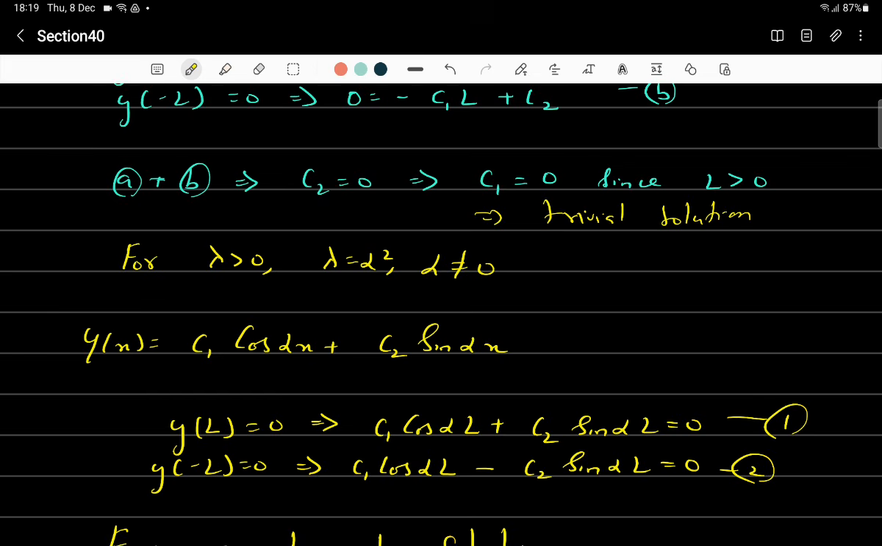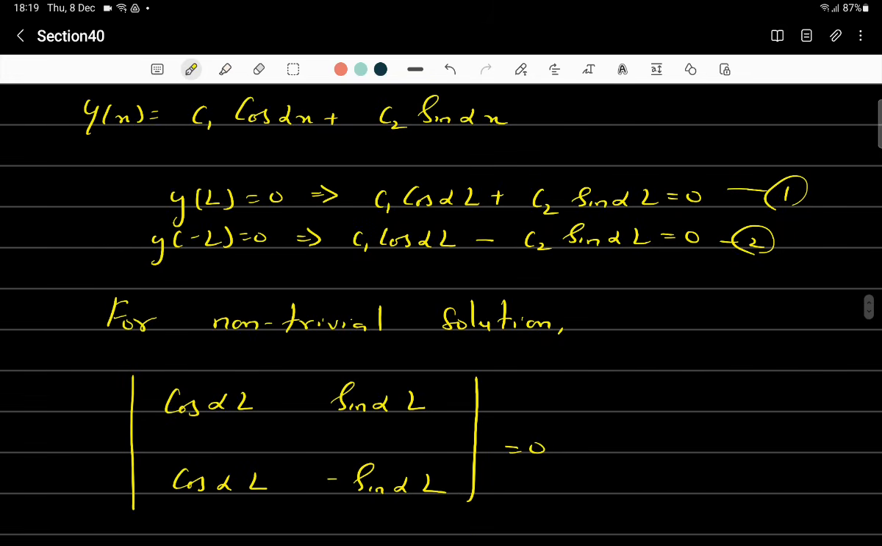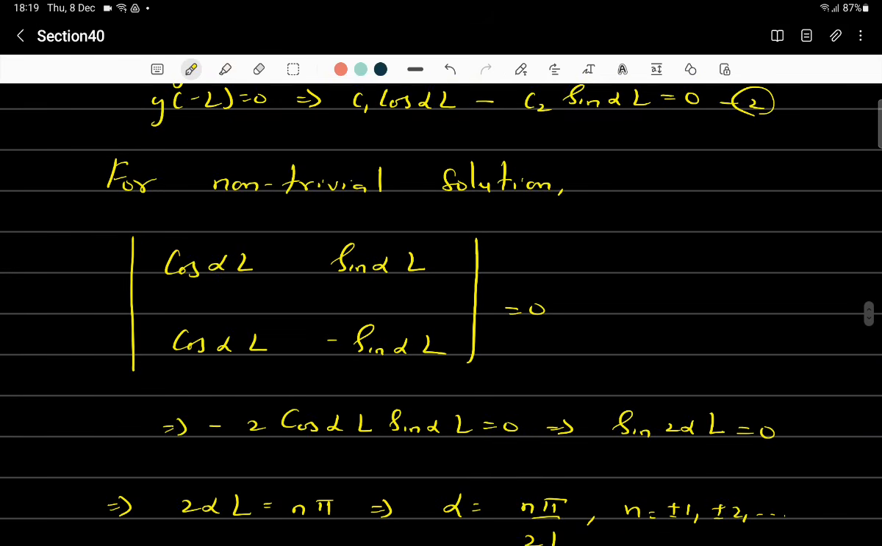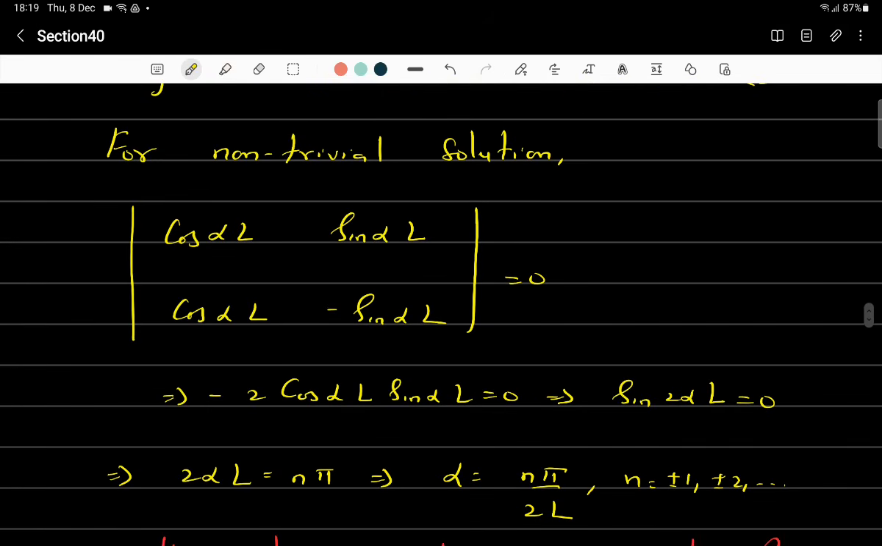So for the non-trivial solution, I must consider the determinant of the matrix to be 0, because if the determinant of the matrix is non-zero, then we will get the trivial solution. So for the non-trivial solution, we consider the determinant of this matrix to be 0. That gives you sin 2 alpha l equal to 0, and that gives you alpha equal to n pi by 2l. So these are the required eigenvalues.